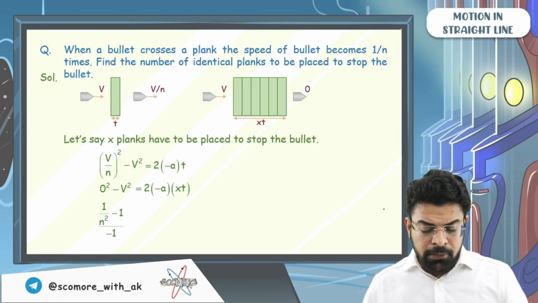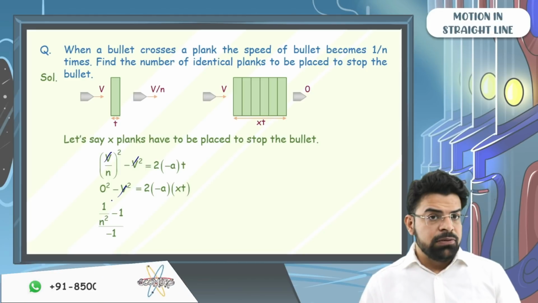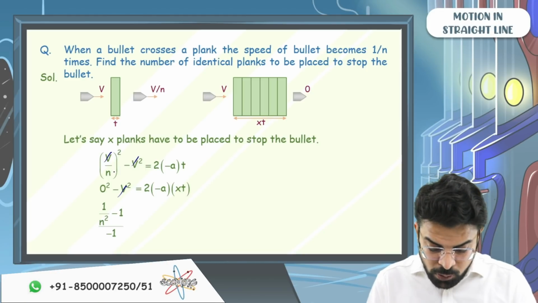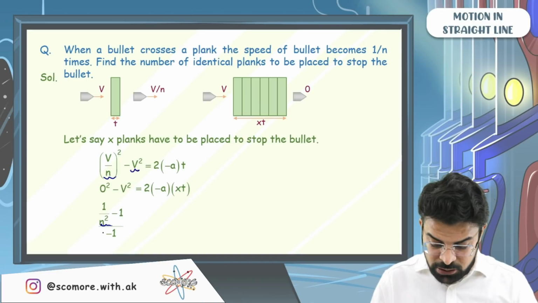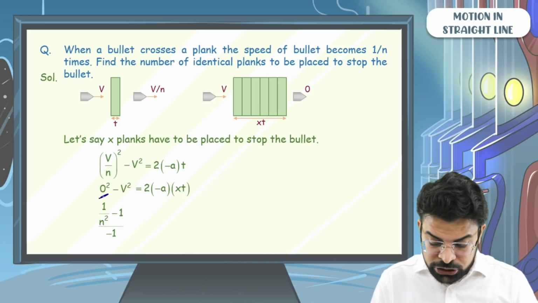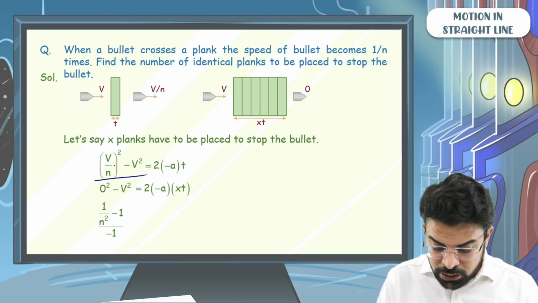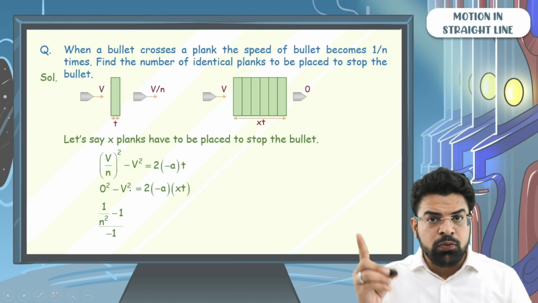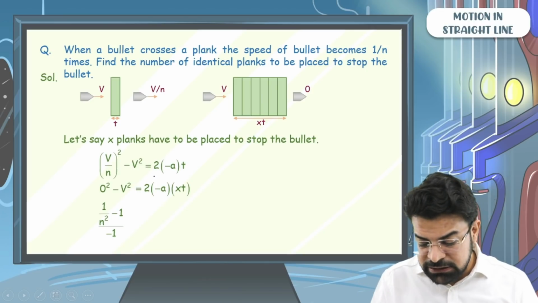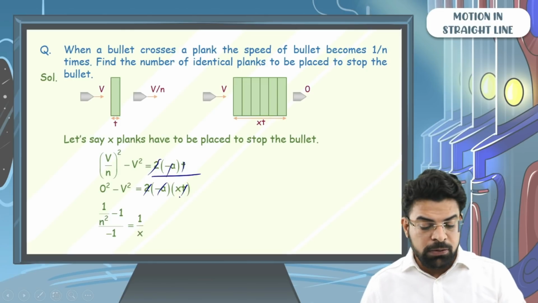So dividing both the sides, on the left hand side v square gets cancelled. On the left hand side you get 1 by n square minus 1 upon 0 minus 1. So the numerator is 1 by n square minus 1, the denominator is 0 minus 1 because we have cancelled out v square. And on the right hand side 2 minus a t get cancelled, and on the right hand side you simply get 1 by x.